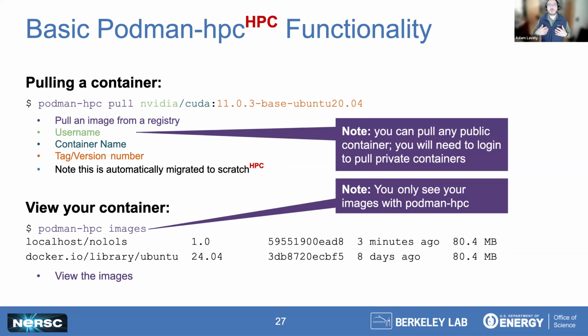The way that we're going to pull containers is using a pull command. So podman-hpc pull will pull an image from a registry. One of the things I want to point out is that when you pull with something like podman-hpc, the image that's stored in the registry is OCI compliant. And when we pull it, we're actually going to be putting it into a specific form for that container runtime.